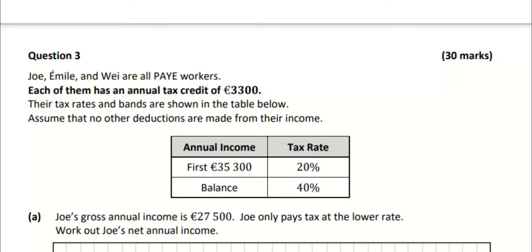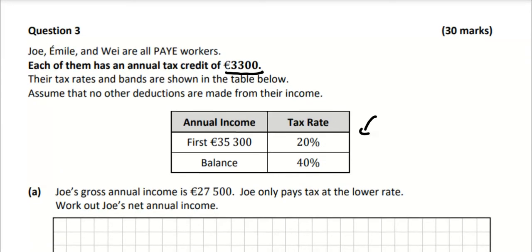Now we also got to do these ones. Question 3. It's a pretty good start here. So, Joe, Emily, and Way are all PAYE workers. Each of them has an annual tax credit of 3,300. A tax credit is basically tax you don't pay. Their tax bands are shown: they get charged 20% on the first 35,300, and the balance is 40%. Work out Joe's net annual income.